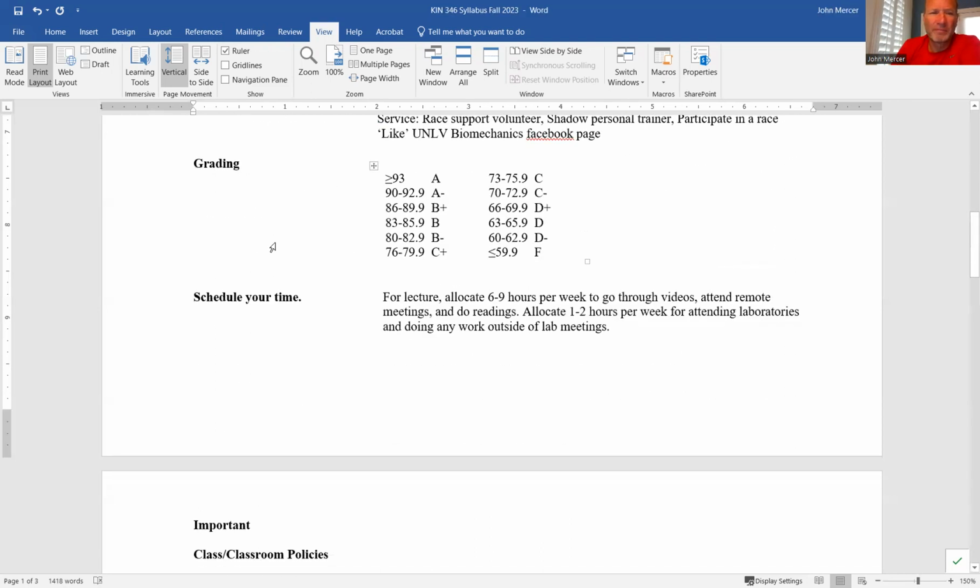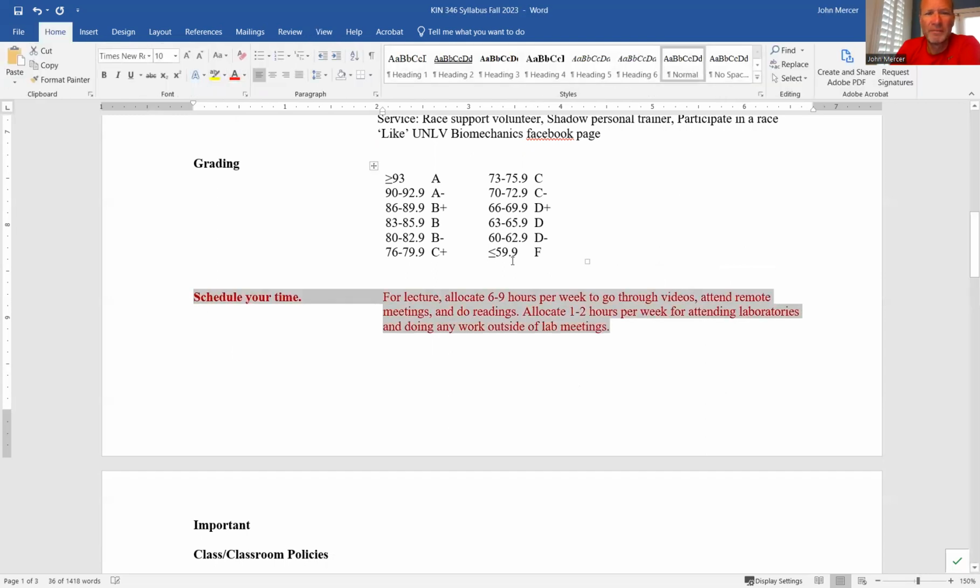Really important, and I probably should have put this in red, but this is really important, is to schedule your time. For lecture, you want to allocate 6 to 9 hours per week to go through videos, attend remote meetings, and do readings. And remote meetings, I mean a regular scheduled Monday, Wednesday time. For the laboratory, you want to allocate another 1 to 2 hours. So you're looking at around 10 hours a week on average that you're spending on biomechanics. And I hope that as you do that, you start to enjoy the topic, and it will help you move forward towards your career path and academic goals. But do spend the time.